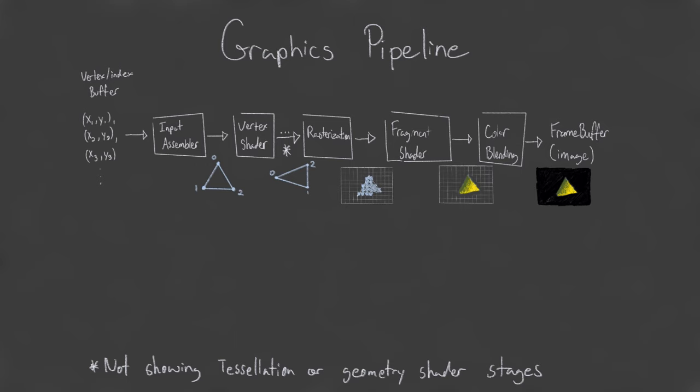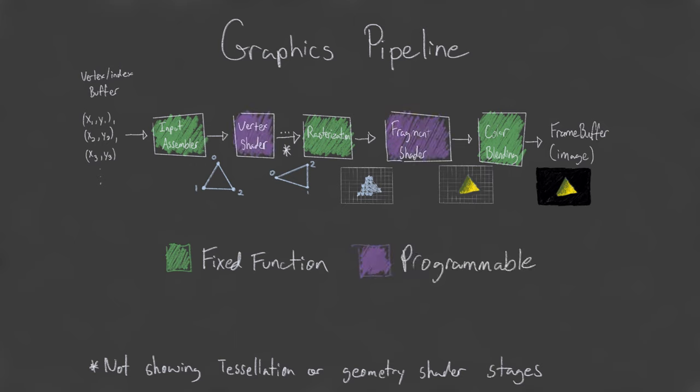The input assembler, rasterization, and color blending stages are all fixed function. As programmers, we have less control over what operations these stages perform. We can configure each stage by setting variables that modify the stage's behavior. For the programmable stages, we have the ability to upload our own code to be executed by the GPU. These little programs that live on the GPU are called shaders and can be written in a C-like language called GLSL. In this video, we will code a basic vertex and fragment shader to draw our first triangle.